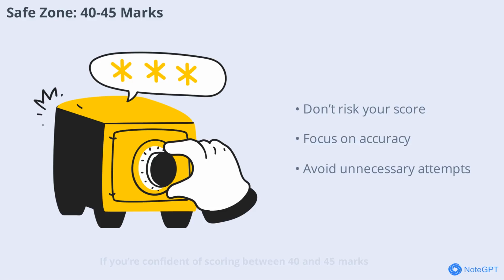If you're confident of scoring between 40 and 45 marks, it's best not to take any risks. Attempting questions you're unsure about can negatively affect your result if you get them wrong. In this range, focus on accuracy and avoid the temptation to increase your score with risky answers. Sometimes, playing it safe is the smartest strategy.